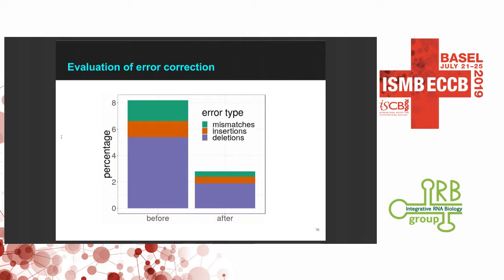So first, we evaluate the error correction algorithm in RNA-Bloom. And as shown in this figure, we can see that RNA-Bloom is able to reduce the error rate from over 8% down to below 3%.